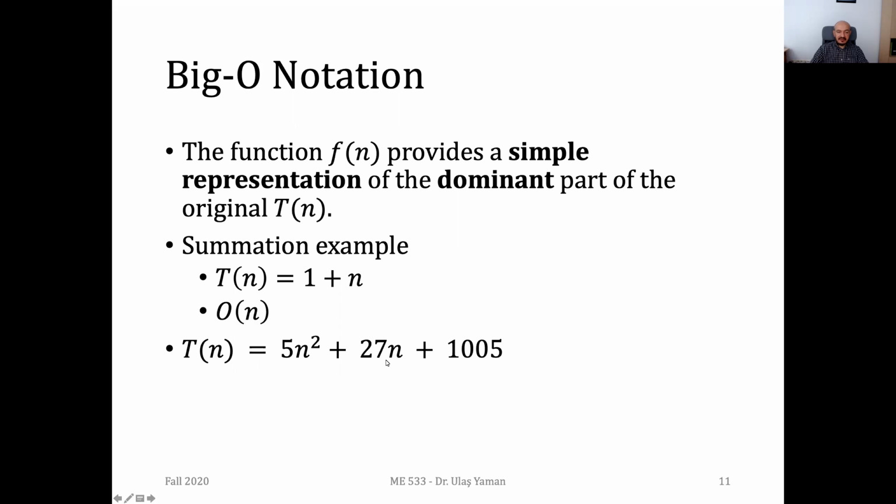And if you look at another example, we have 5n squared plus 27n plus 1005. So this is our highest power, that's why this will be the f of n. So we will say that this has a quadratic time complexity.